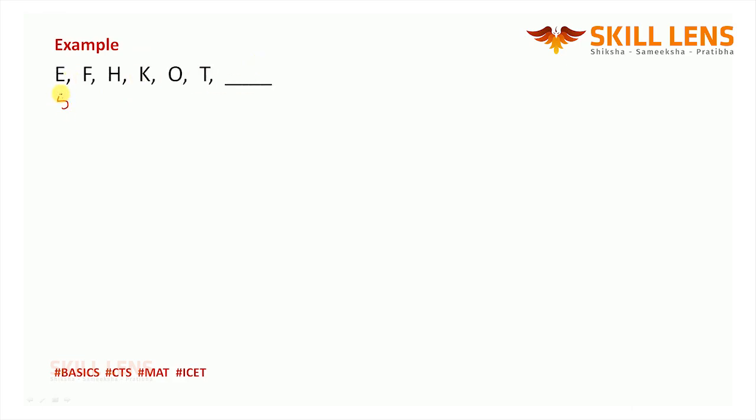5th letter, 6th letter, 8th letter, 11th letter, O is the 15th letter, T is the 20th letter. Can you see any difference here? Plus 1, plus 2, plus 3, plus 4 and plus 5. So next has to be plus 6. 20 plus 6 is what? 26. What is 26? Z.